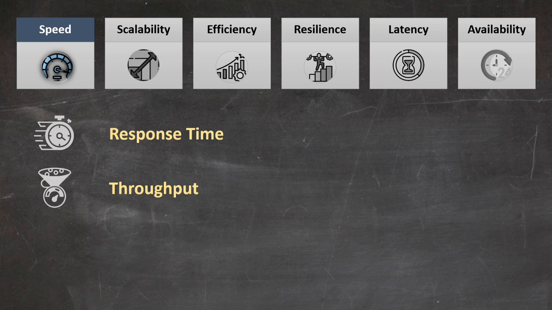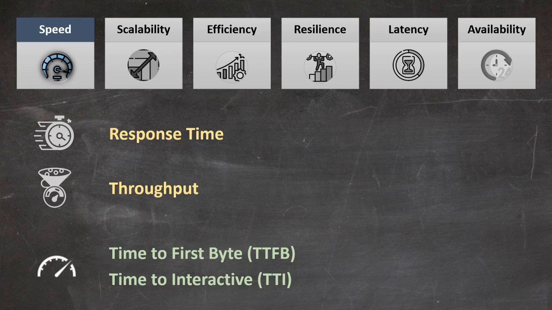Now, if we put ourselves into the end user's shoes, there are other speed-related metrics that are important to measure and monitor. For example, the time to first byte, which is the time taken from the client sending a request to receiving the first byte of the response, or the time to interactive, or TTI, which is the time taken for a web page to become fully interactive. And there are many more client-side metrics we could discuss here. But in the interest of time, let us move on and talk about scalability metrics.